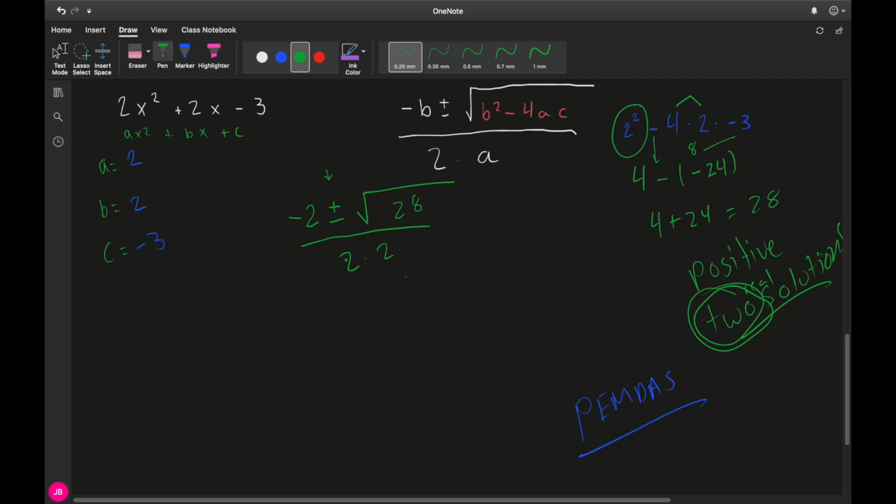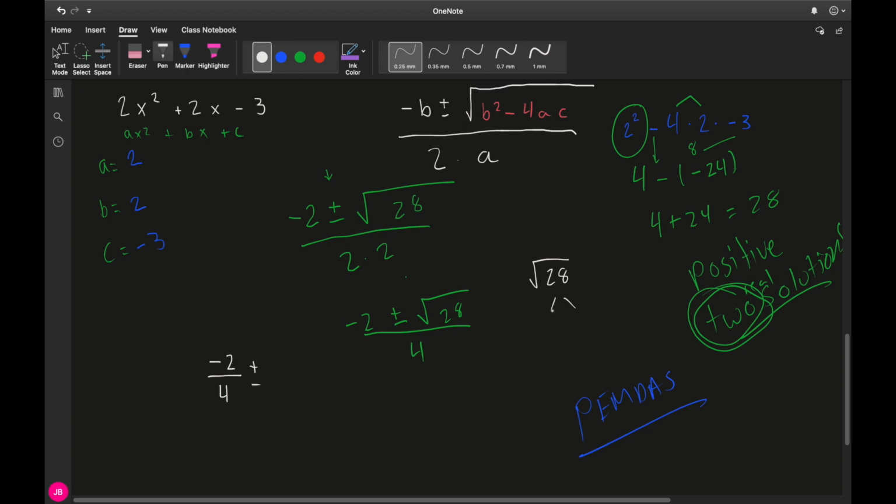So let's go ahead and try to simplify this. Negative 2 plus or minus the square root of 28 divided by 4. Let's see if we can simplify this a little bit more. Negative 2 over 4, we're actually going to separate this equation. So watch what I'm going to do. I'm going to say negative 2 divided by 4 plus or minus, can we simplify the square root of 28? Let's make sure that we can't simplify that before we move on. So the question is, can we simplify this in any way?